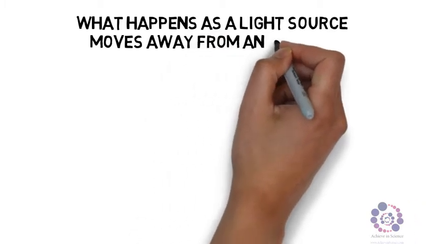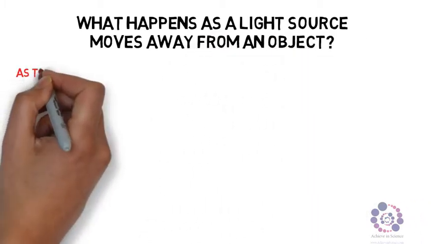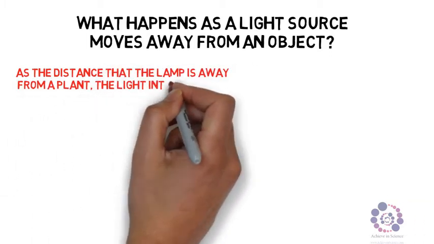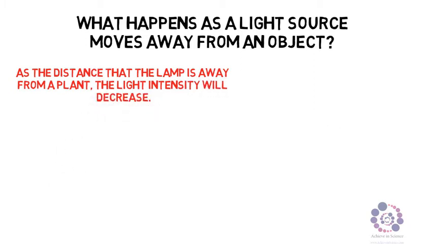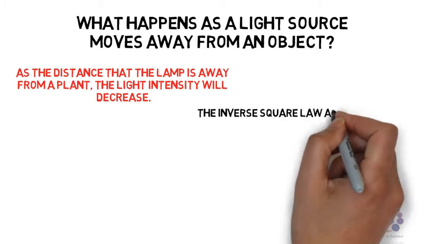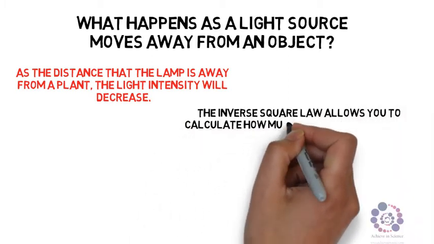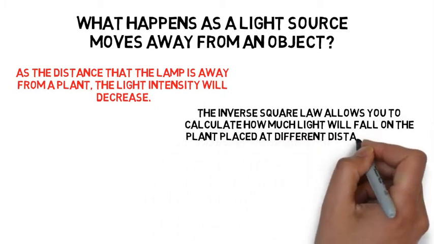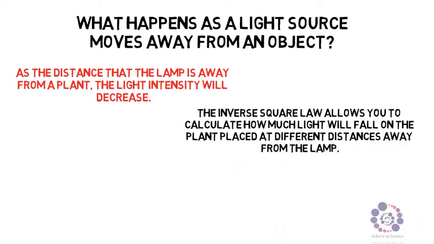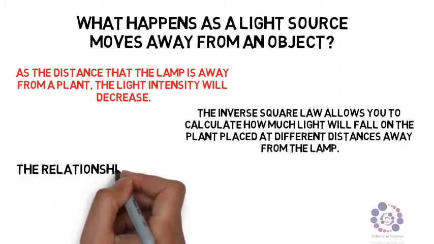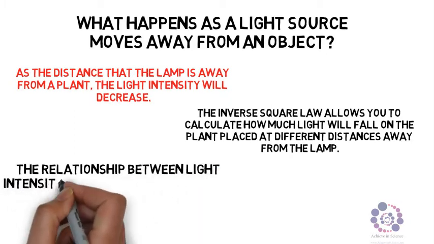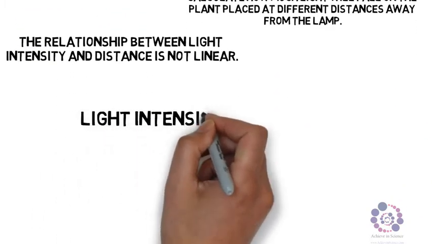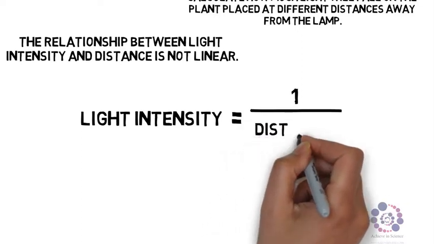So what happens as a light source moves away from an object, therefore? If we have a plant and we move the light further away, as the distance that the lamp is moved away increases, of course the light that the plant receives will decrease. This is called light intensity. The inverse square law allows you to calculate how much light will actually fall on the plant as it's moved to different distances away from the lamp. Now the relationship is not one that is linear, and therefore is represented instead via an equation, where we have light intensity equals 1 divided by distance squared.